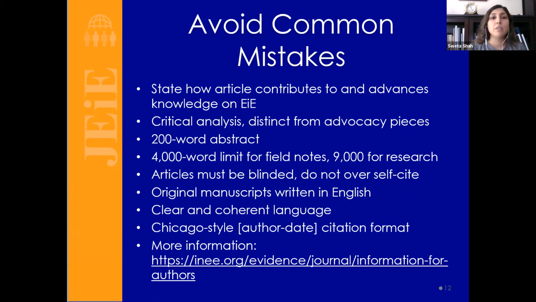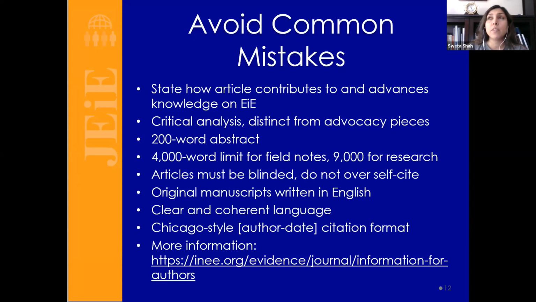So, avoid common mistakes. State how the article contributes to and advances the knowledge. I mentioned that multiple times. If you're doing something that is pretty clear and known in the field, it won't pass that test. Again, we want an analysis, but not advocacy. The abstract should be 200 words, so it's just about a paragraph. And the maximum limit for field notes is 4,000 words. If it's less than 4,000, that's okay, but we don't want it to be more than that.